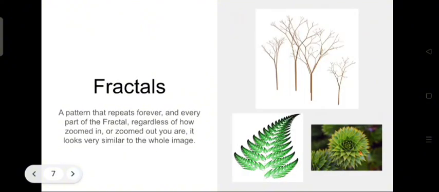Fractals are a kind of pattern that repeats forever, and each part of the fractal, no matter how much you zoom in or out, looks very similar to the whole picture.